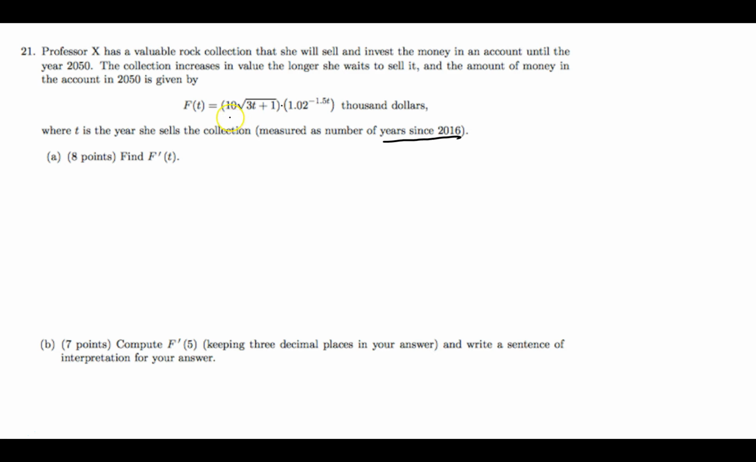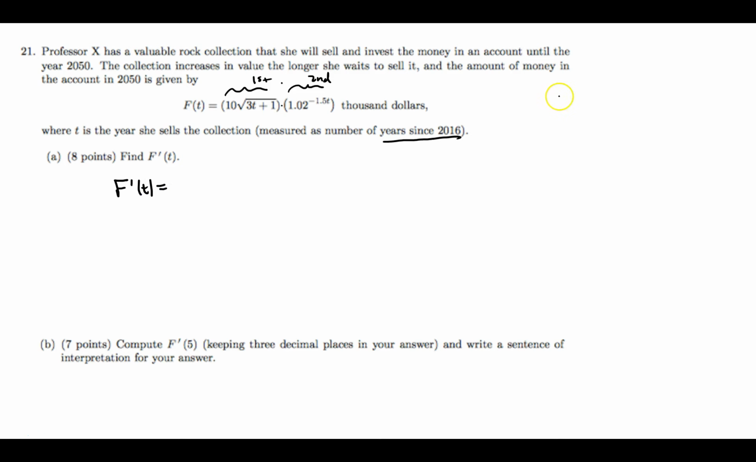So therefore, when it's time to take a derivative, we have a first function and a second function multiplied together. So we're talking about the product rule. So the derivative is going to be the derivative of the first function.